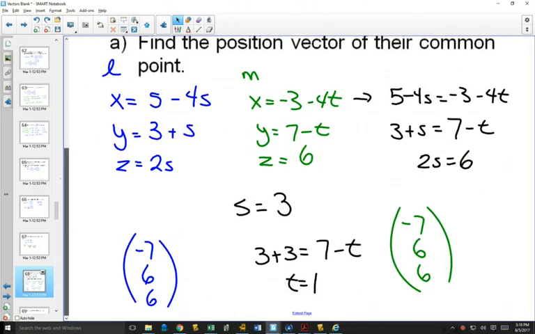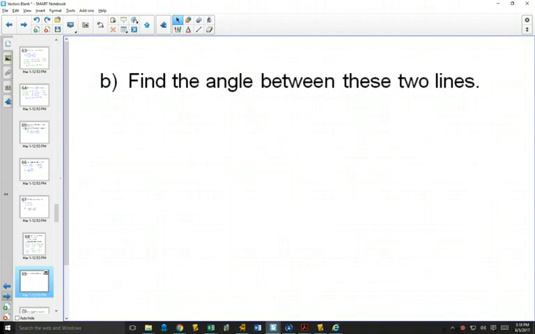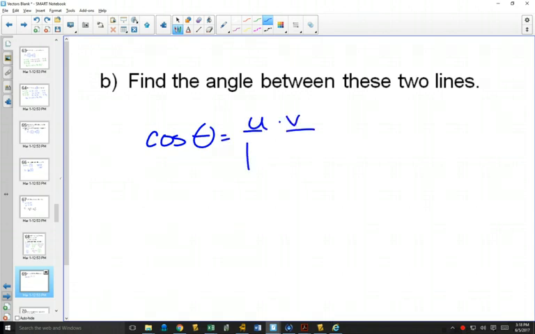So we found the point that they have in common, and now we can also find the angle between those two lines. So remember from our dot product that the angle between two lines is the dot product of those two vectors divided by the length of those two vectors.